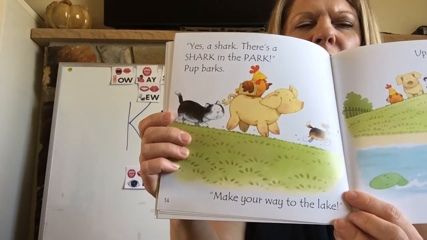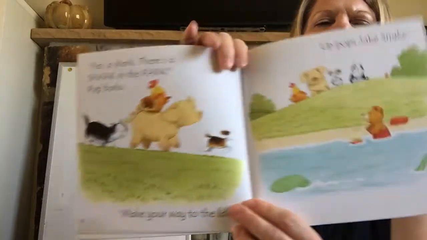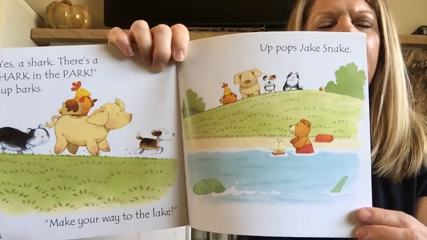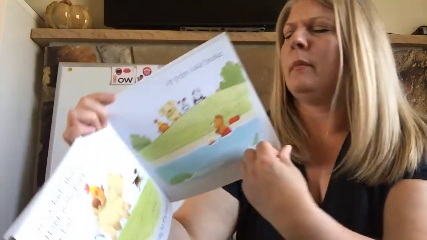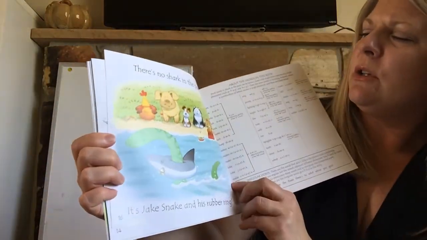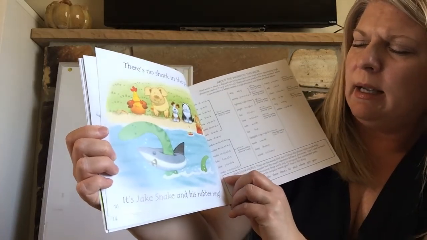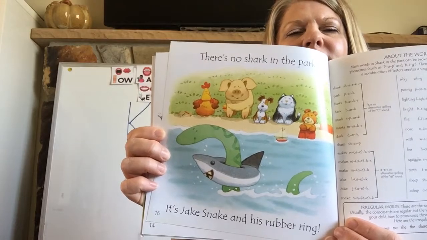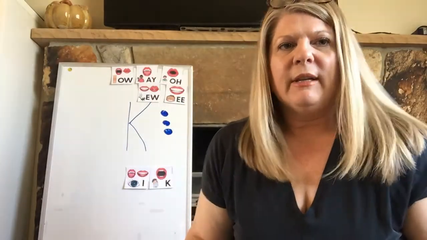Make your way to the lake. Up pops Jake the snake. There's no shark in the park. It's Jake Snake and his rubber ring. That was a funny book.